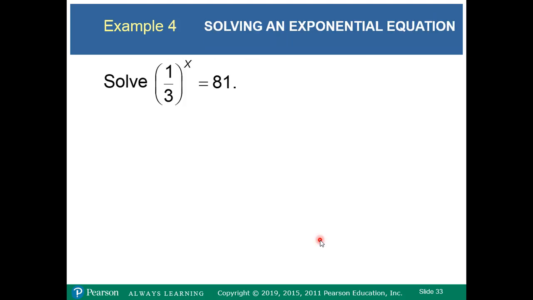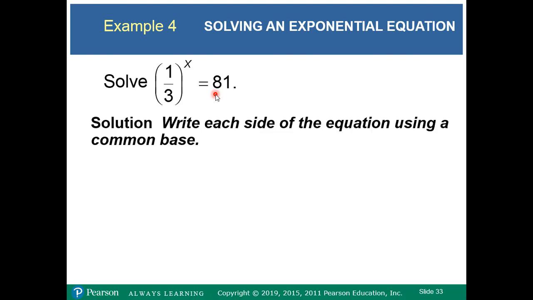Okay, now solve an exponential equation. So now what we're going to do is we've got to match this with this. So we've got to figure out a way to solve these, right? And so one way is to write this, if it's possible, with a base of 1/3. But it's not always possible to do that. So solution: write each side of the equation using a common base. Well, we've got a base of 1/3. How can we write this with a base of 1/3?